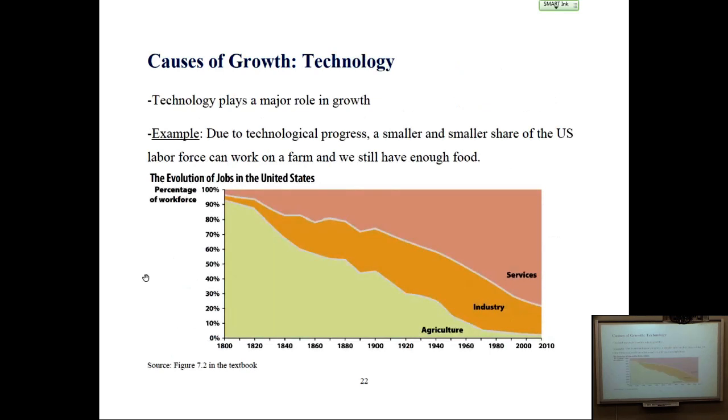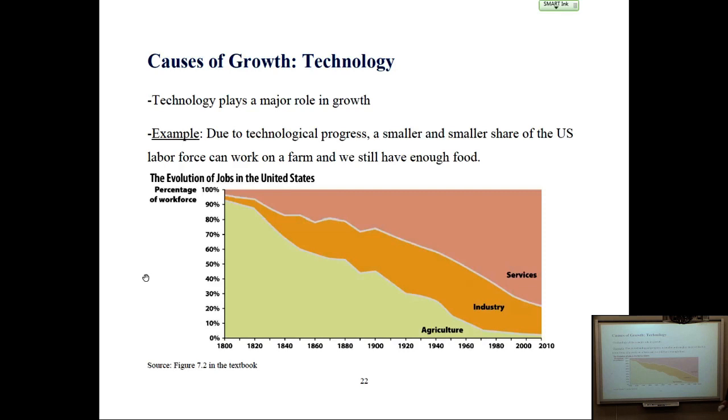So that's our first main factor in long-run growth. We had resources, which was divided into natural resources, physical capital, and human capital. Those are minor categories. Our second major category is technology. The role of technology on growth is pretty self-evident. I'm not going to spend a whole lot of time talking about that.